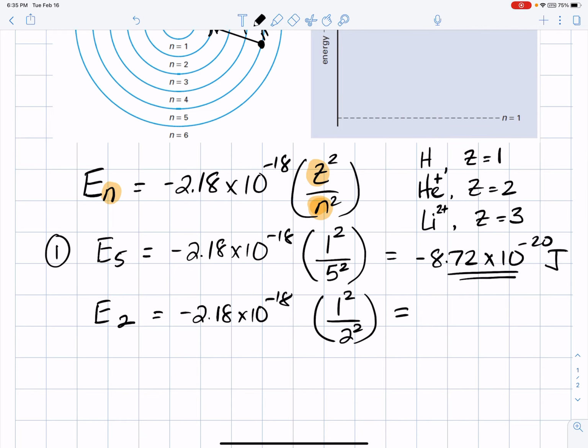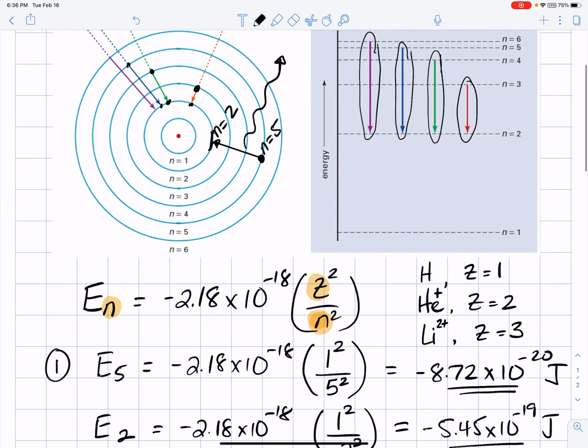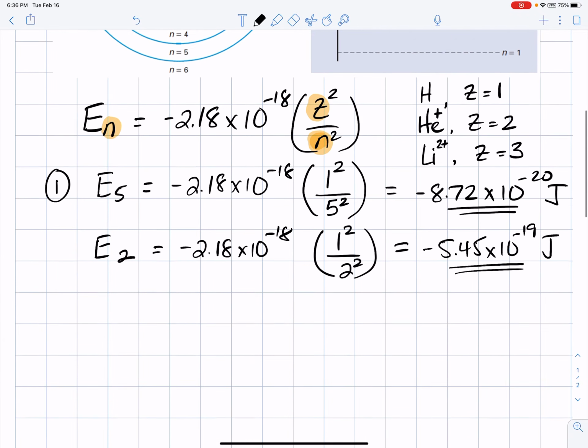Do the same thing in level 2: negative 2.18 times 10 to the negative 18 times 1 squared, and then divided by 2 squared, or just divide by 4. And that will give me negative 5.45 times 10 to the minus 19 joules. I hope you're not just watching this, but that you're actually pausing and doing those calculations yourself and making sure you can get the same answers. So there's E5, the energy of an electron in the starting level up in level 5, and then E2, where it's going to end up after falling to the lower level.